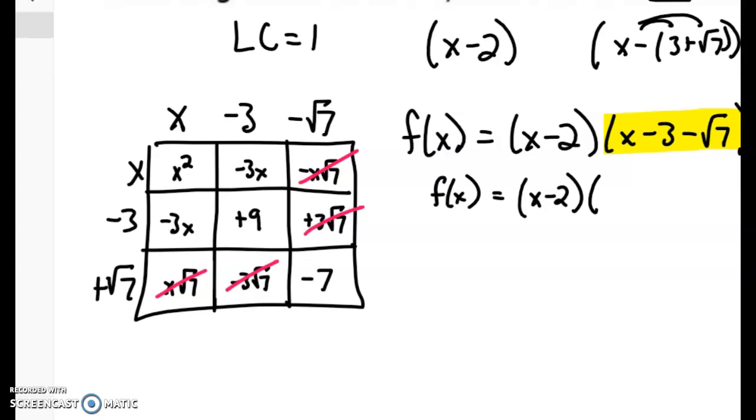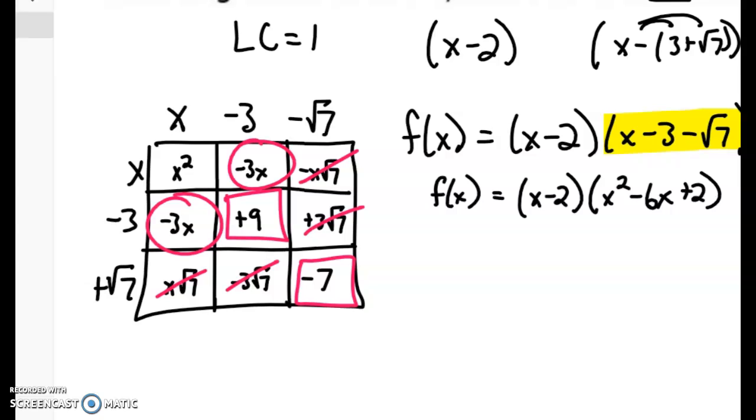So I have x squared, and then I also have minus 3x minus 3x. So that's how I get minus 6x. And then I also have this plus 9 minus 7. So that gets me positive 2. So I'm going to put plus 2.